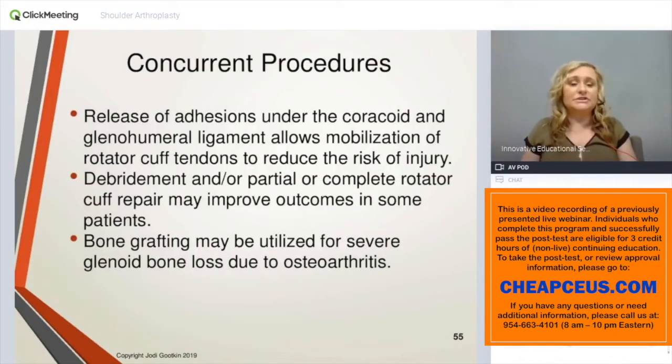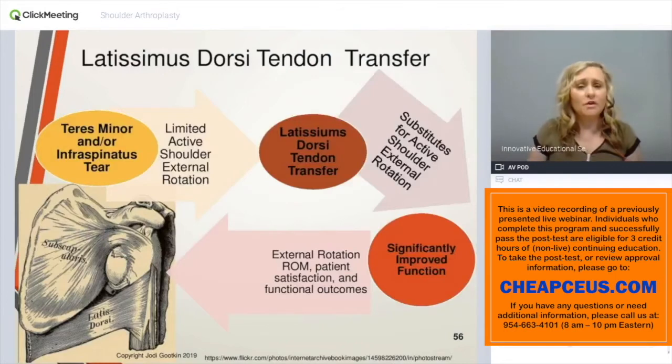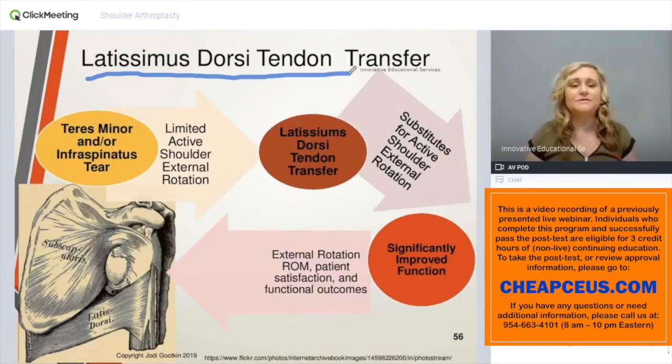There are other concurrent procedures that the physician may perform once they get into the joint. They're going to debride out, maybe try to repair that rotator cuff, as well as several other procedures in order to try and maximize the function and restore some more stable arthrokinematics in that joint. One of the procedures that they might do is called a latissimus dorsi tendon transfer.